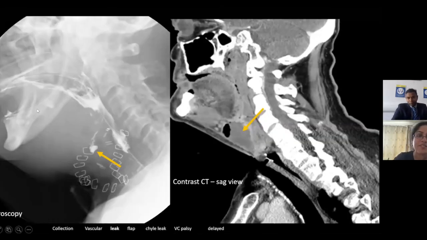So the picture on the left, which looks like an X-ray, is a water-soluble contrast swallow. Patient's sagittal, so it's taken from the lateral aspect. You can see the contrast in the mouth, in the oropharynx, and you can see some going along to the esophagus, and there is a tiny divot of contrast going anteriorly, and the arrow points to a little puddle of contrast where you would normally expect the vallecula.